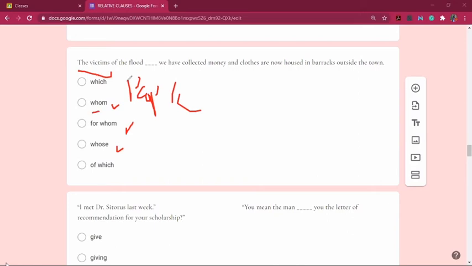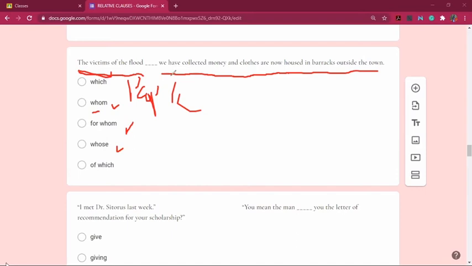Now we're going to read the sentence first. So could you read the sentence? The victims of the flood for whom we have collected money and clothes are now housed in barracks outside the town. Yes. So are you sure whom? For whom? Yes, because we have collected money and clothes for the victims, right?